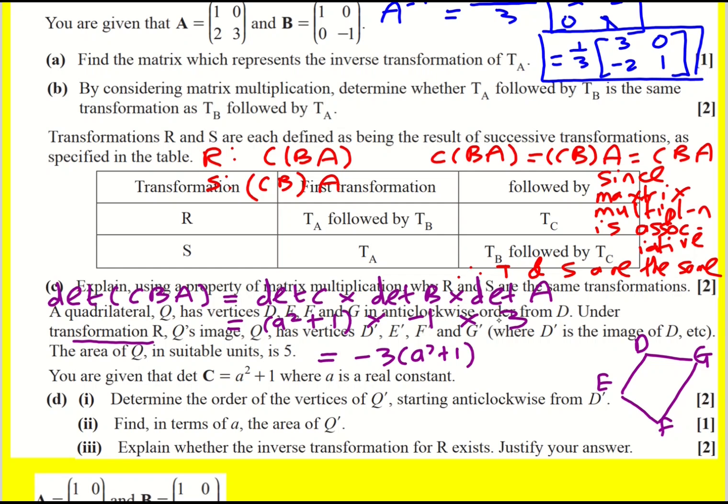And we're told that a is a real constant, so this is necessarily going to be less than 0. And what that means is if the determinant was positive, the orientation would stay the same. If the determinant is negative, then it swaps around. We get like a reflection going on. And therefore, starting anti-clockwise from D dash, it's going to be D dash followed by G dash. See, these two swap around. And then F dash stays where it is in the order, and E dash. That is our answer here.